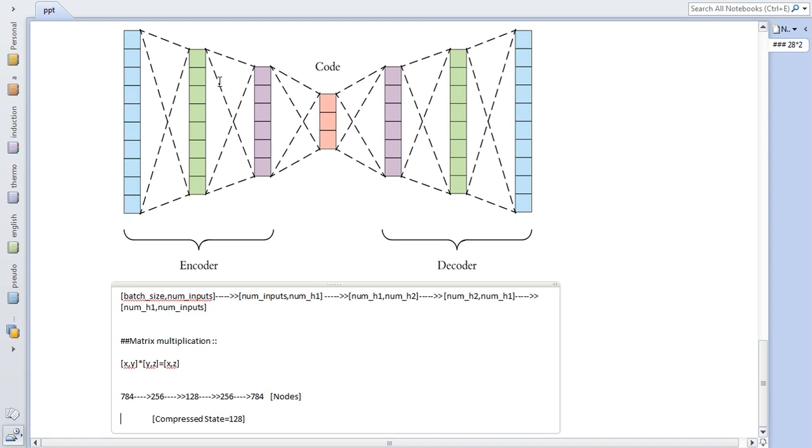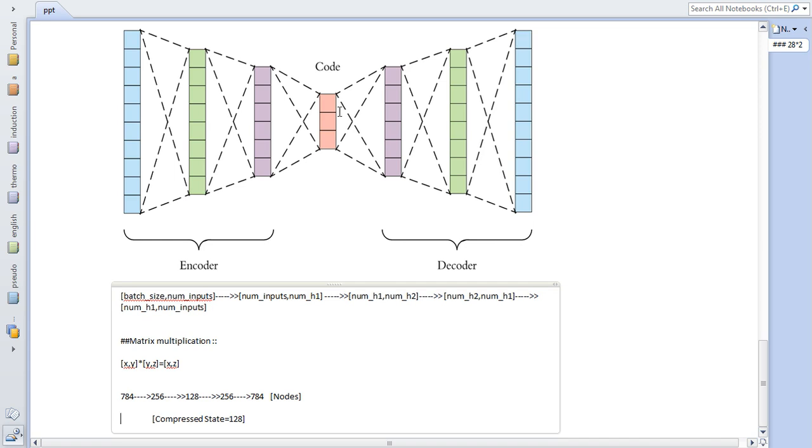Autoencoders basically try to represent the complete data in lower dimensionality. So it encodes from higher dimensionality to lower dimensionality, and then later it has decoder functions which try to convert from the compressed state back to the original state.